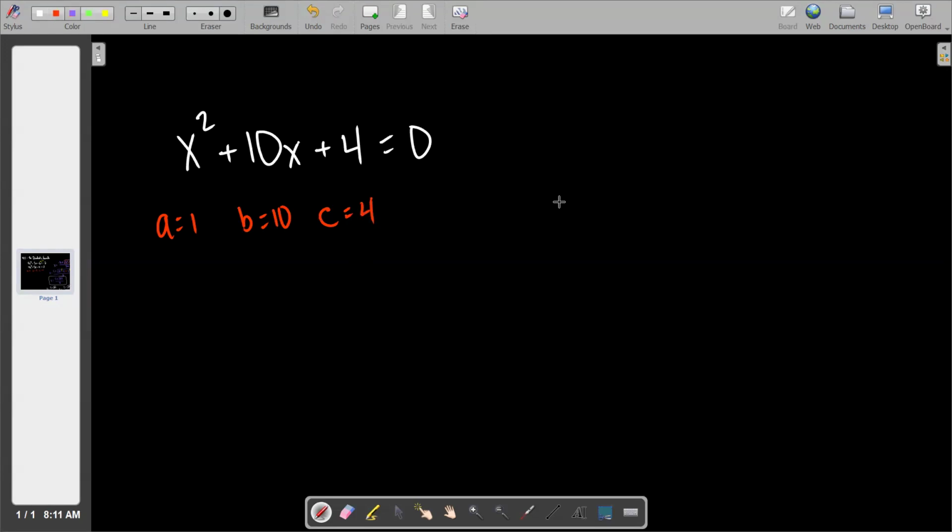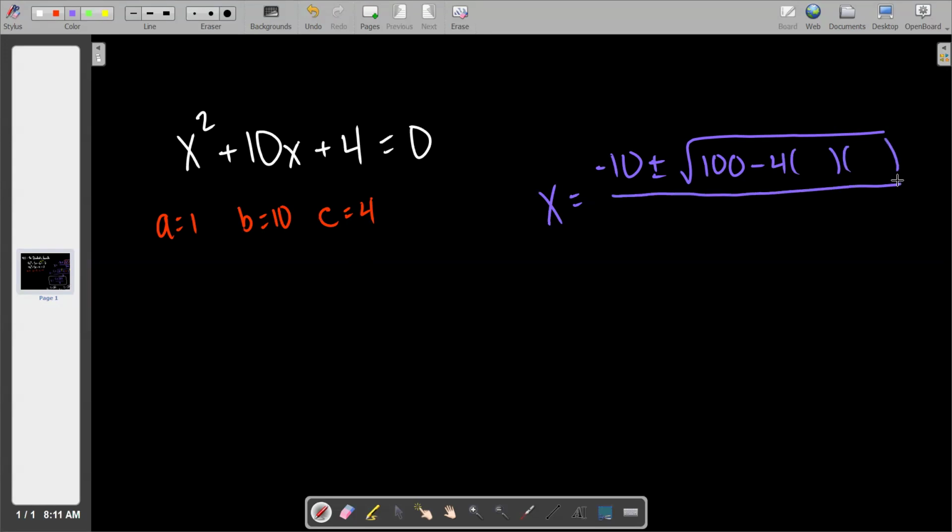Here we go. So X equals what's first? Negative 10, the opposite of B, plus or minus the square root of, what goes first? 100. B squared is 10 squared, 100 minus 4 blank, blank, all divided by double A. In this case, 2 times 1 is 2. Now we got to go backfill those AC blanks.